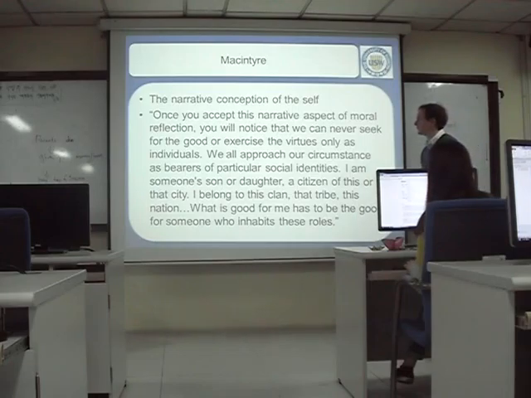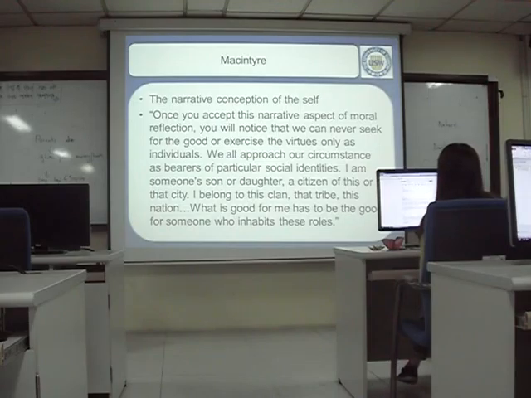So he has the narrative conception of the self. This is a quote. Once you accept this narrative aspect of moral reflection, you will notice that we can never seek for the good or exercise the virtue only as individuals. We all approach our circumstances as bearers of particular social identities. I am someone's son or daughter, a citizen of this or that city. I belong to this clan, that tribe, nation. What is good for me has to be the good for someone who inhabits these roles.